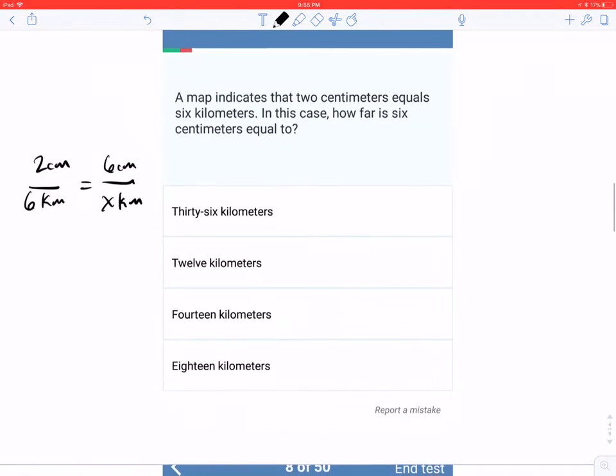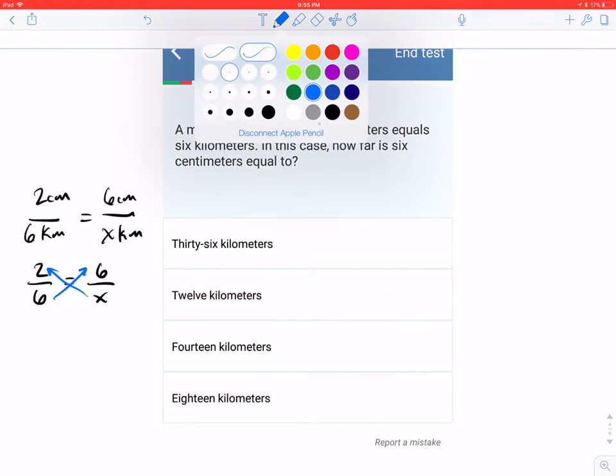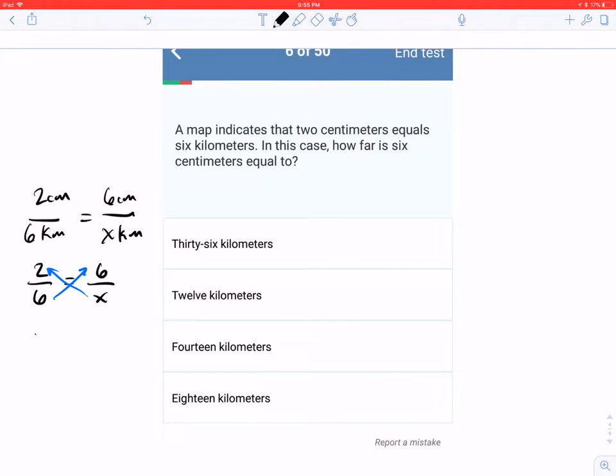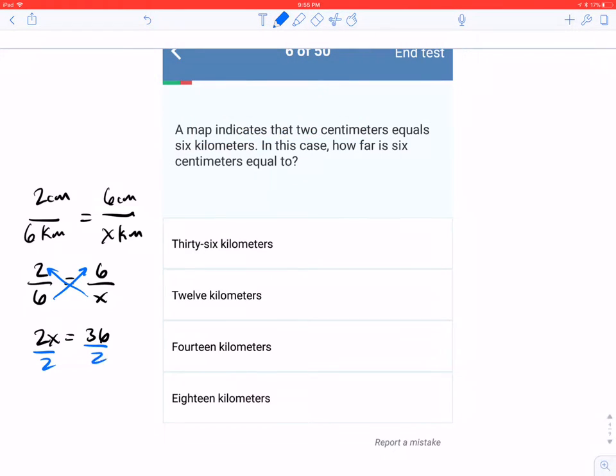So then basically we're doing 2 over 6 equals 6 over what? Okay? So when you have one fraction equal to another, we cross multiply and solve. So then that means that 2x equals 36. And then we divide by 2. And x is going to be 18 kilometers.